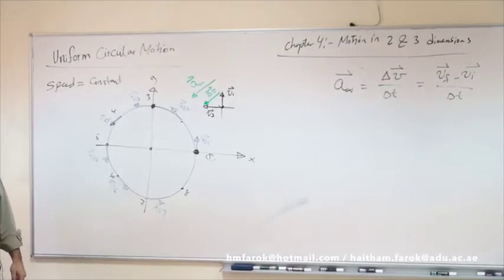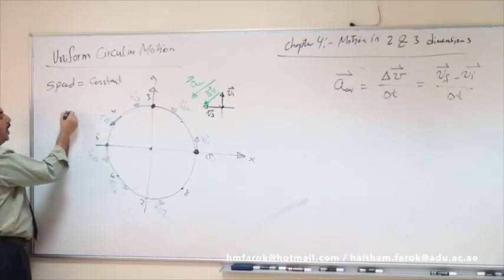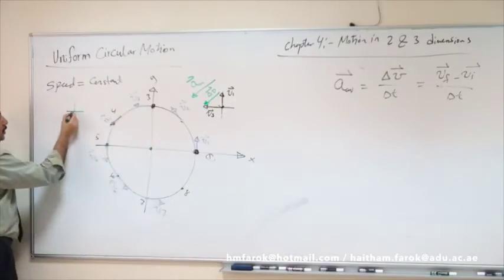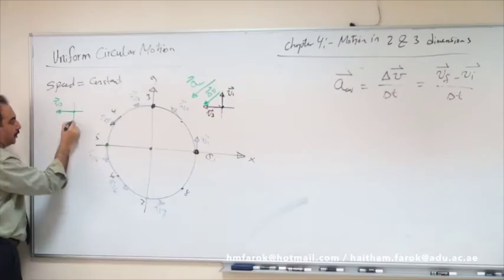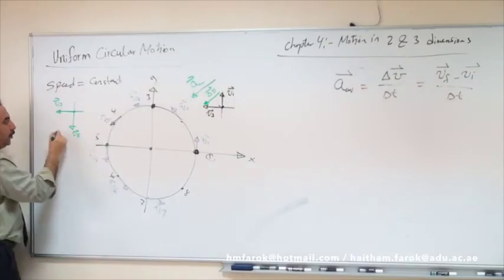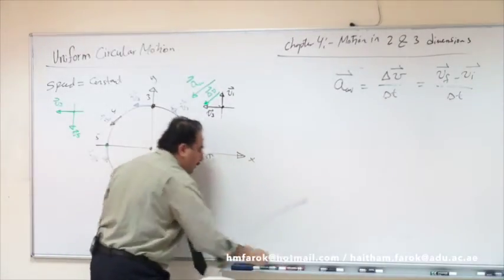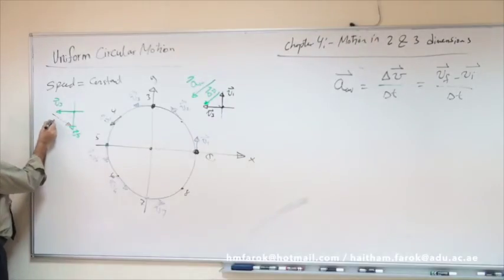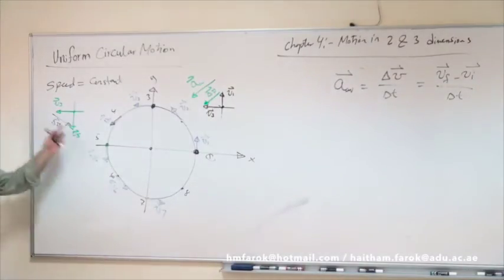Let's take another 2 points. Start at 3, finish at 5, and I'll draw it here. This is 0, 0, V3, V5. Where is the delta here? From 3 pointing to 5. This is delta V. So what is the direction of A average? Same or different? Parallel to this one.